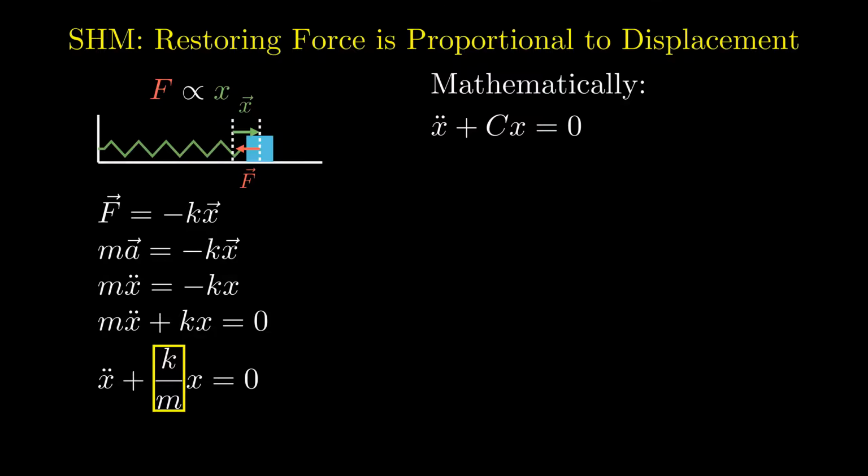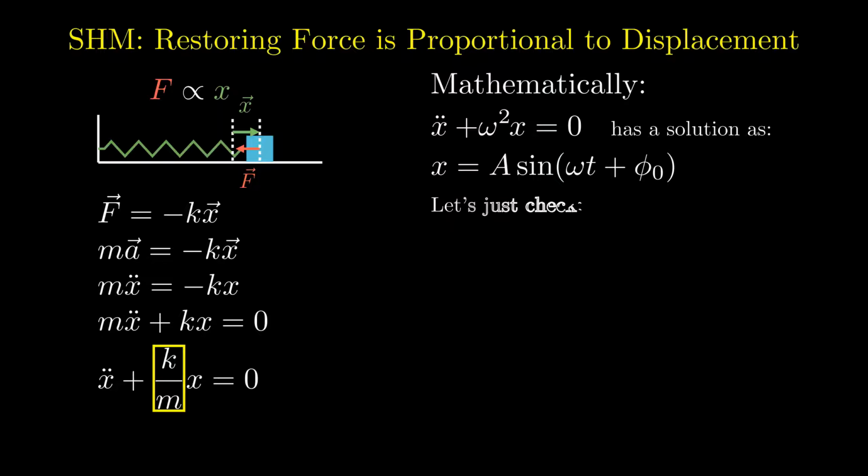Instead of c, let us use another constant, omega squared. And I promise that it's going to make sense soon. So, this equation has a solution x equals A sine omega t plus phi naught, a sinusoidal function. I think solving the differential equation to obtain that result would be too mathematically intensive for the purpose of this video. So instead, I'll just show you that the solution would satisfy the differential equation.